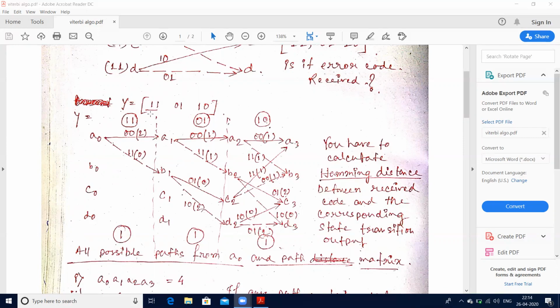First of all, we will write this 1 1. First of all, we have to draw this table. This is A0. This is the next state, that means A1, B1, C1, D1. The first state is being considered as A0, B0, C0, and D0. Then A2, B2, C2, D2, and A3, B3, C3, D3.